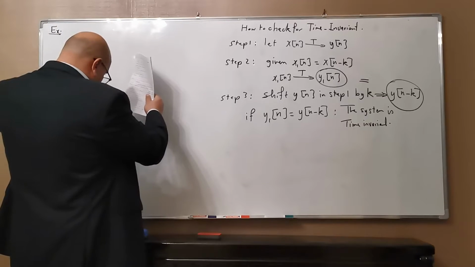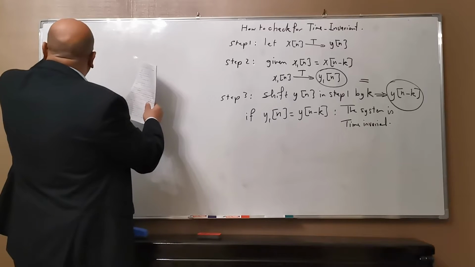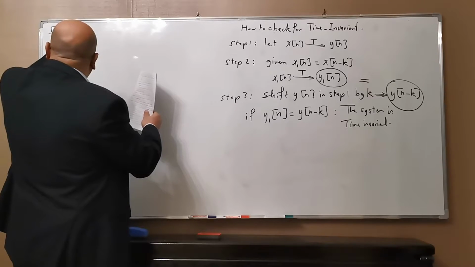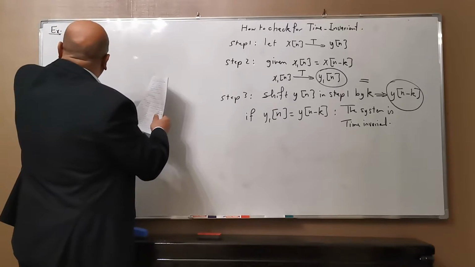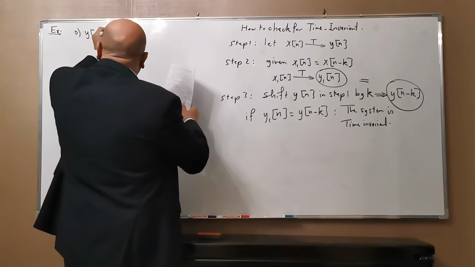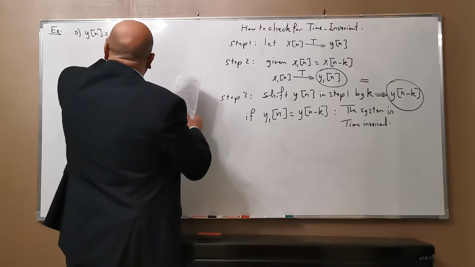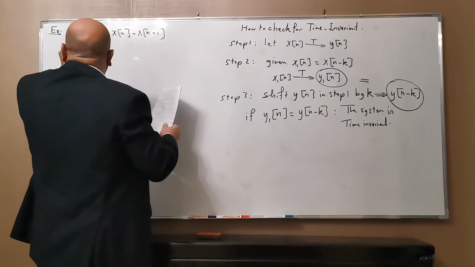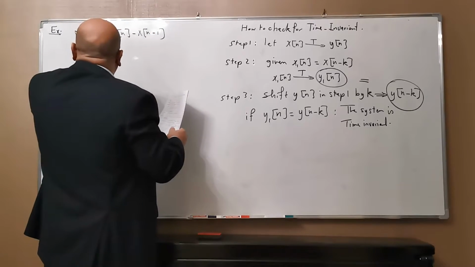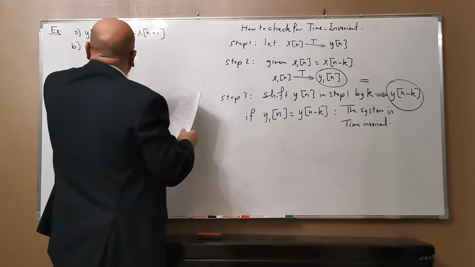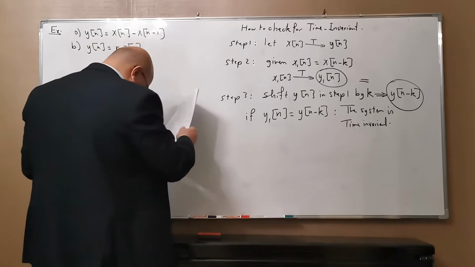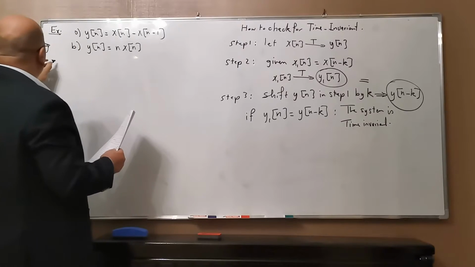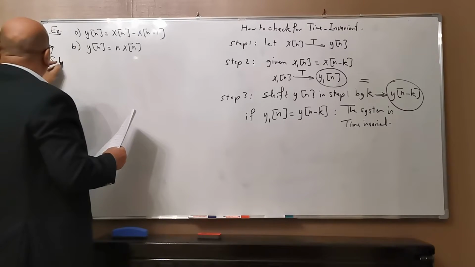Example. Let's take (a) y of n equals x of n minus x of n minus 1, and (b) y of n equals n x of n. Okay, let's take part A.